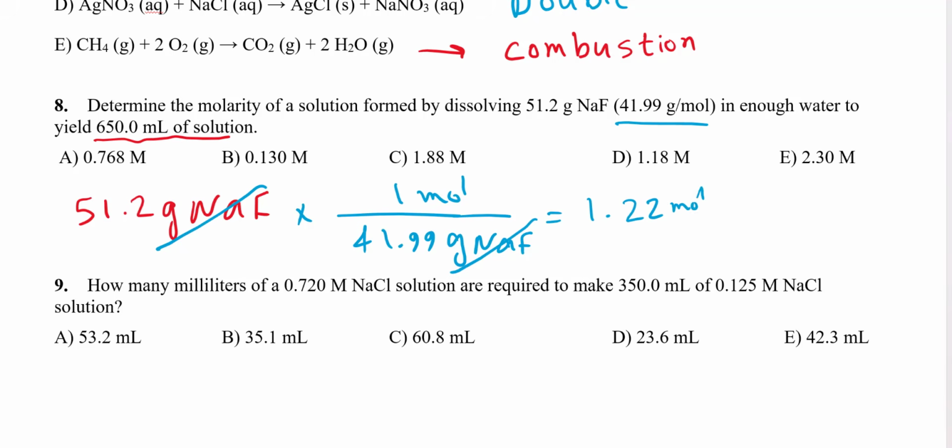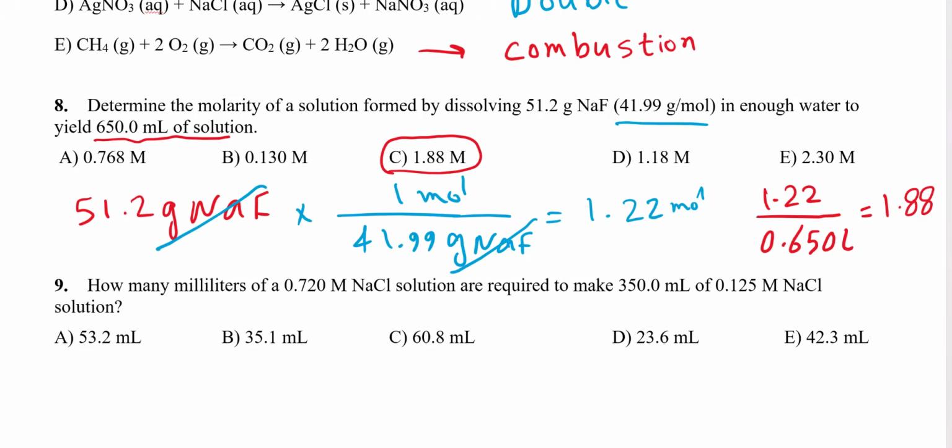1.22 mole. And based on the definition of molarity, molarity is mole over volume, and volume should be in liters. So by dividing the mole by the volume, 0.650 liter, it should be in liters. Then we have the answer, which is equal to 1.88. C is the answer.